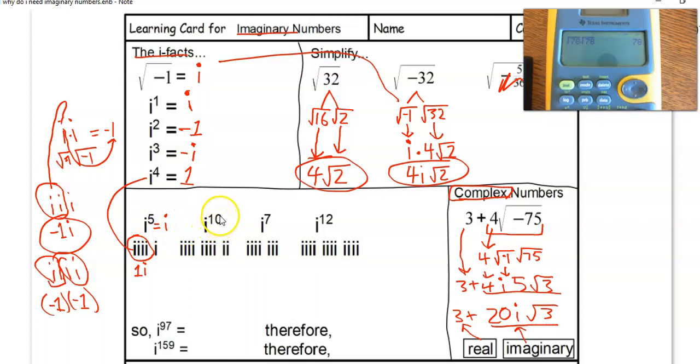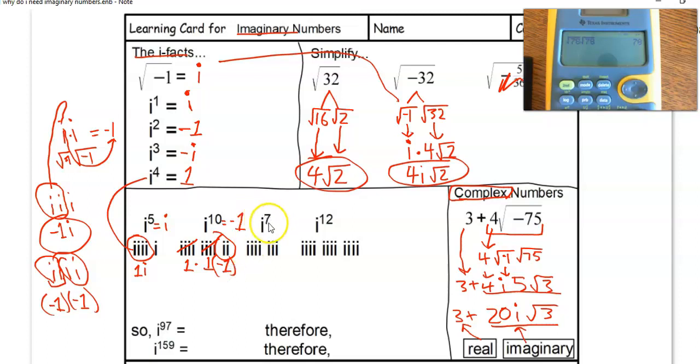i to the 10th. Well, you can break it down into 4, another 4, and 2 left over. The groups of 4 are all just 1 according to the i facts. i to the fourth is 1, i to the fourth again is 1. Those things are getting multiplied, 1 times 1 is just 1. And I still have 2 i's left over. i squared is -1. So the answer to this one is -1, because it was 1 times 1 times -1.